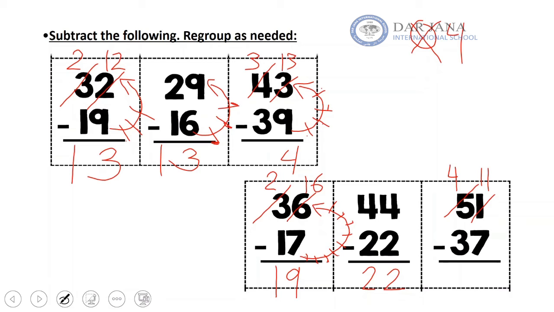11 minus 7. Let's count. The 7 will go to the 11. 7, 8, 9, 10, 11. How many did you draw? 1, 2, 3, 4. So 11 minus 7 equals 4. 4 minus 3 equals 1. Very good. The answer is 14. Did you regroup here? Yes, I have to regroup.